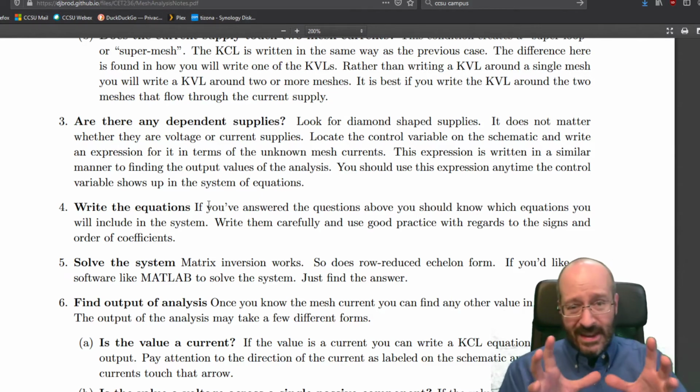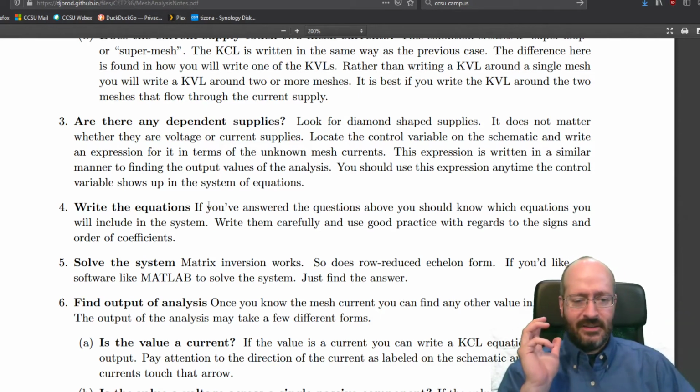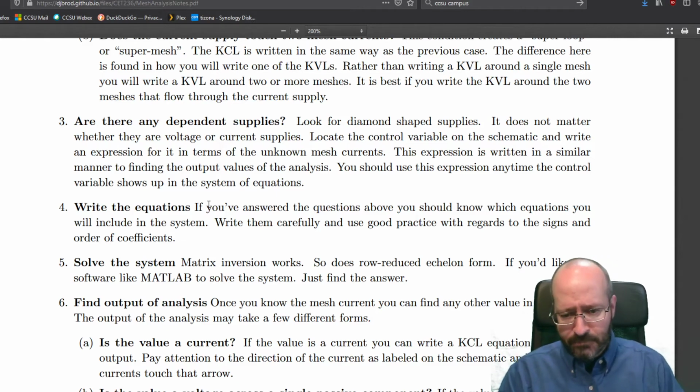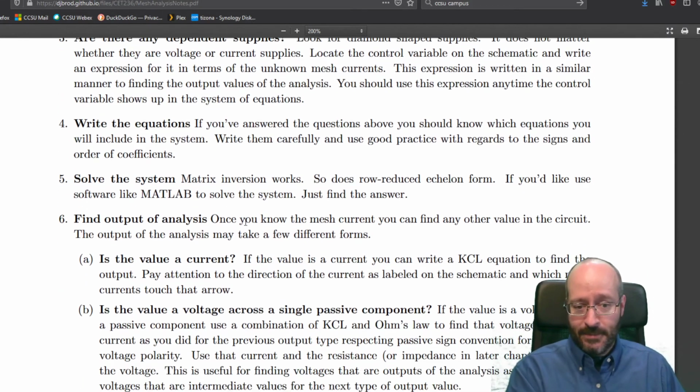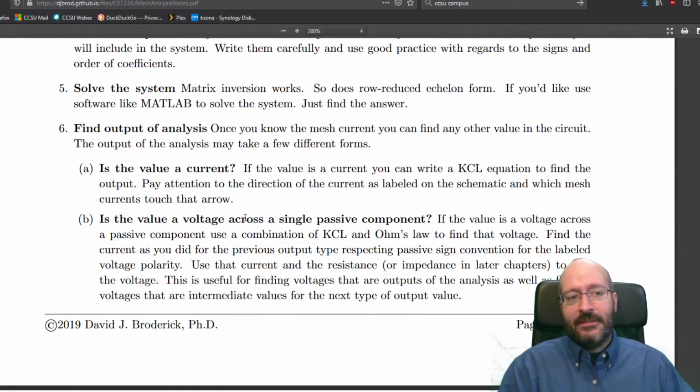Once I have a system that fits that form, then we solve it. MATLAB, Python, TI calculator, some of you have Casios, whatever you can, go ahead and solve that system of equations. Use the tool that you need to use when your job is on the line. Solve it, you'll get the mesh currents. Once you have the mesh currents, then you have to do something with them. You're trying to find the value of interest in your analysis.